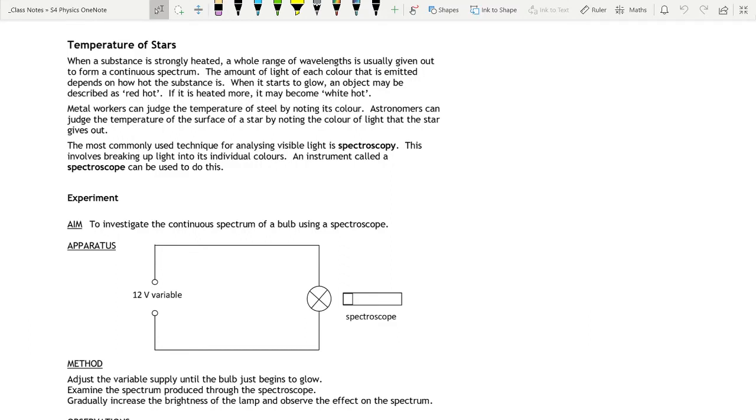So, page 6 of your booklet says the temperature of stars. When a substance is strongly heated, a whole range of wavelengths is usually given out to form a continuous spectrum. We know that when you look at white light, there's a continuous spectrum included in it. And when you send the light through a prism, you can make a rainbow.